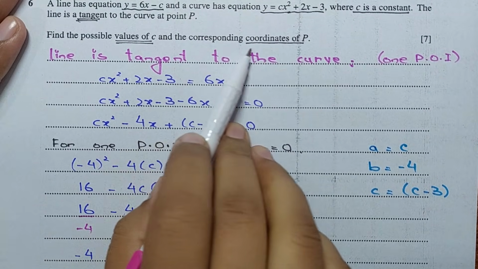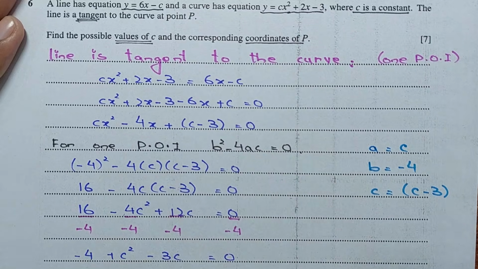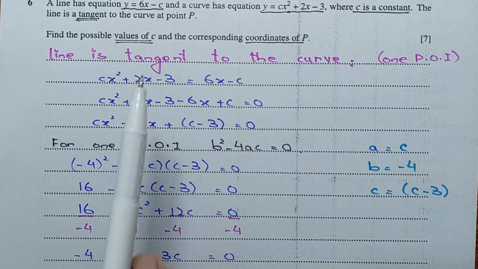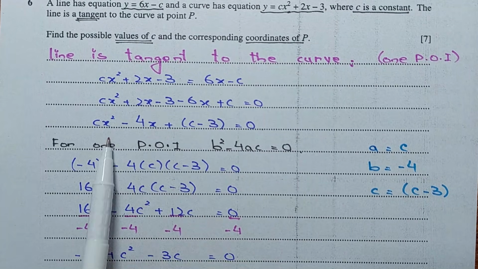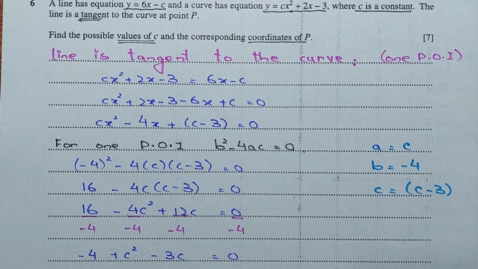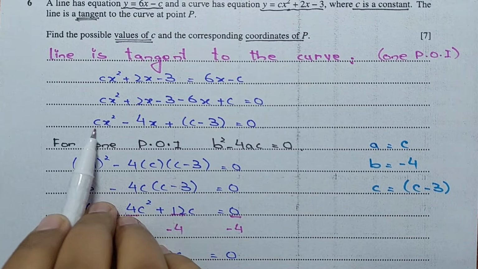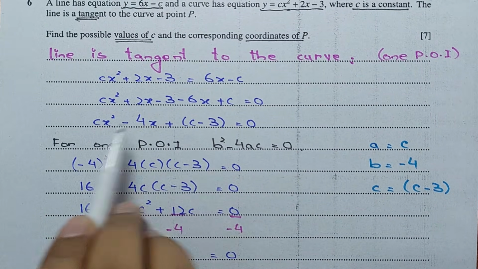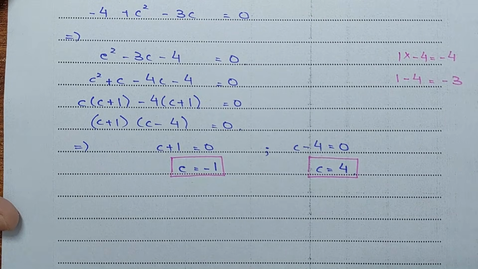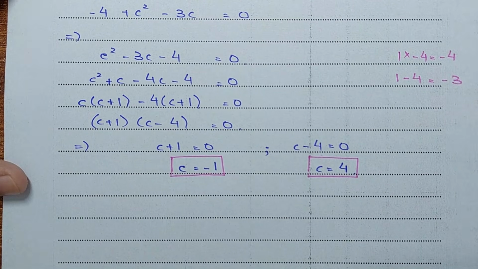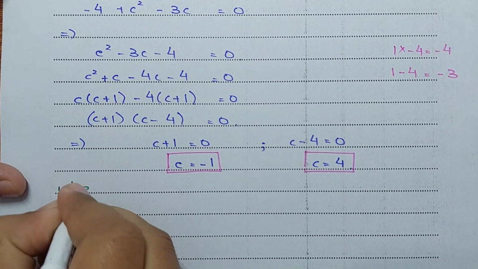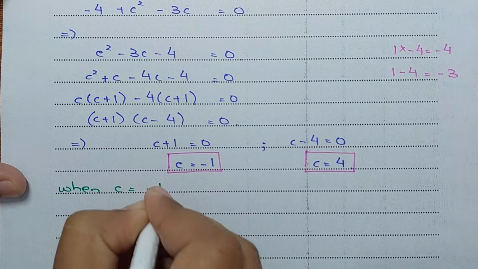Now we need to find the corresponding coordinates of p, means the x and the y coordinate of point of intersection of the curve and the line. So this is a curve and this is a line. We will get this equation. Okay, so here substitute the first value of c and solve, and the second value of c and then solve. You will get the two possible coordinates of p. Okay. So the first case is when c is equals to negative 1.